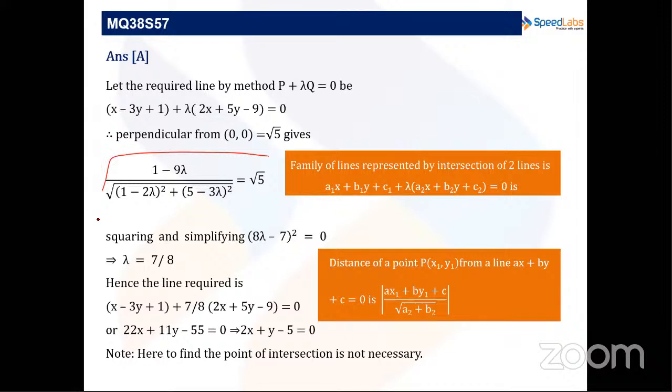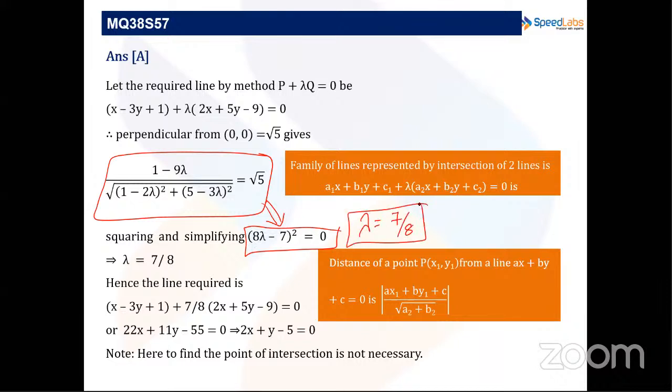So we have got up to this value on squaring, and when you will simplify it, you will get a complete square, and from this you will find the value of lambda as 7 by 8. Hence the required line is, we will put the value of lambda in here and simplify it to get the equation of this straight line.